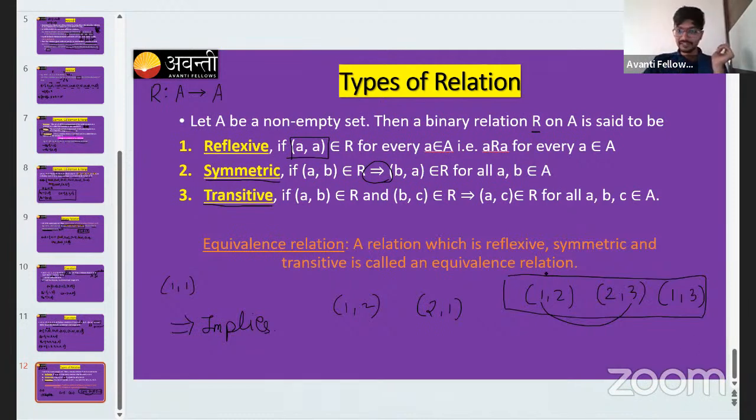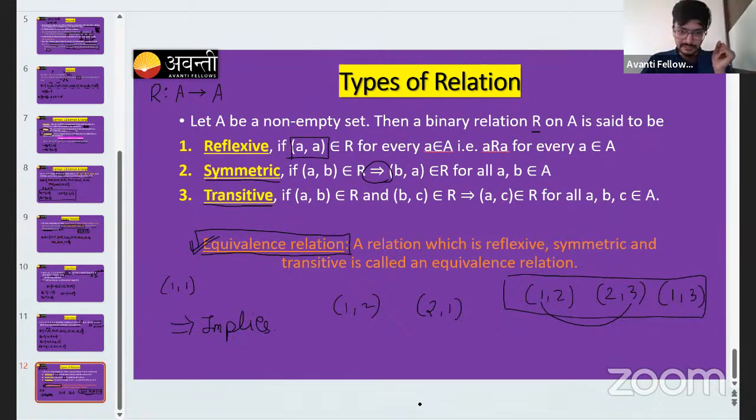And if a relation is all of these, that is, it is reflexive as well as symmetric as well as transitive, then such a relation is called an equivalence relation. A relation can be reflexive, a relation can be symmetric, a relation can be transitive. When all these three properties hold together, it is called an equivalence relation. Okay, so these are the types of relation. As we are very close to our time, we would not be able to solve questions on these, but it's okay. It's very simple.